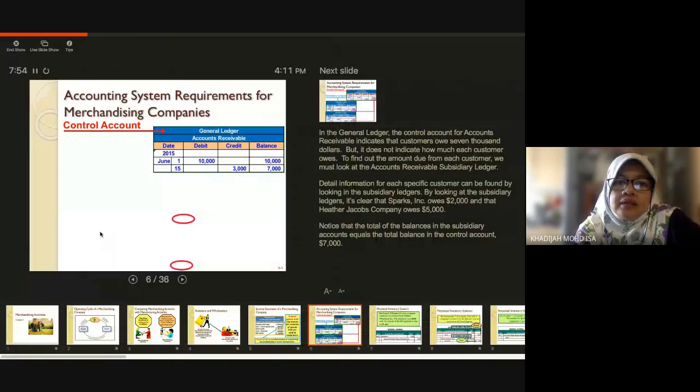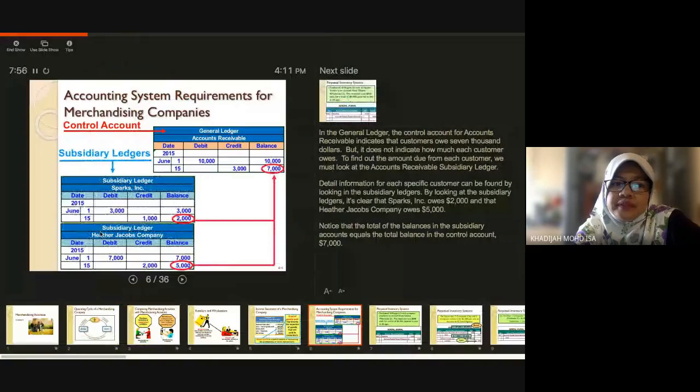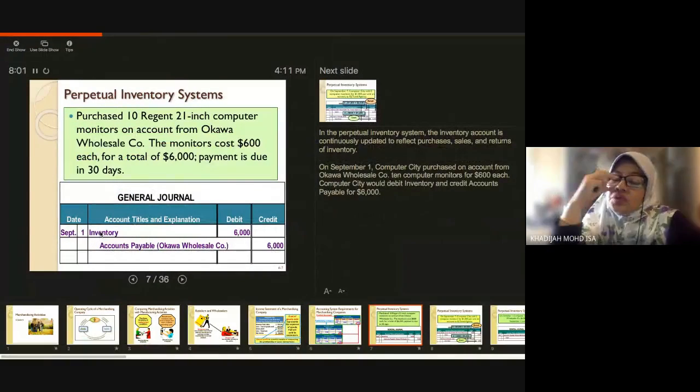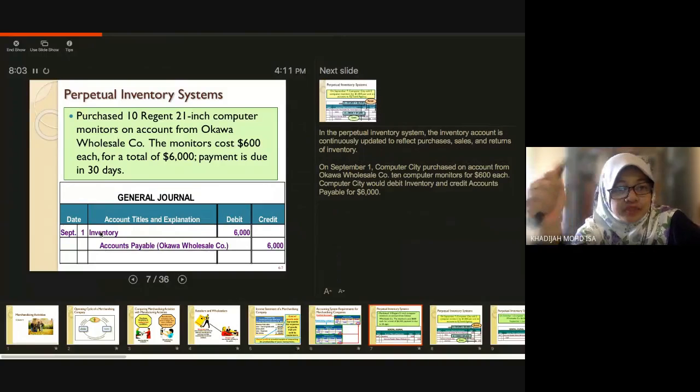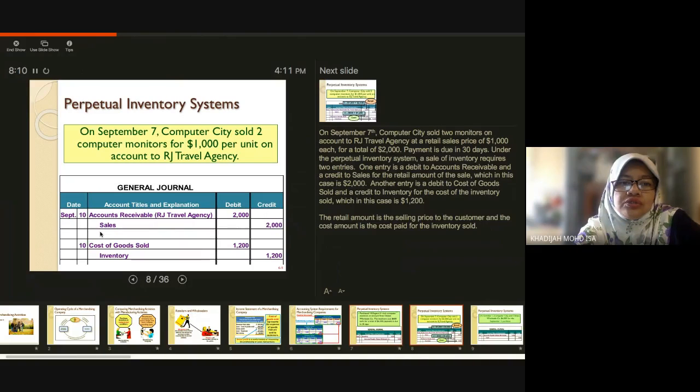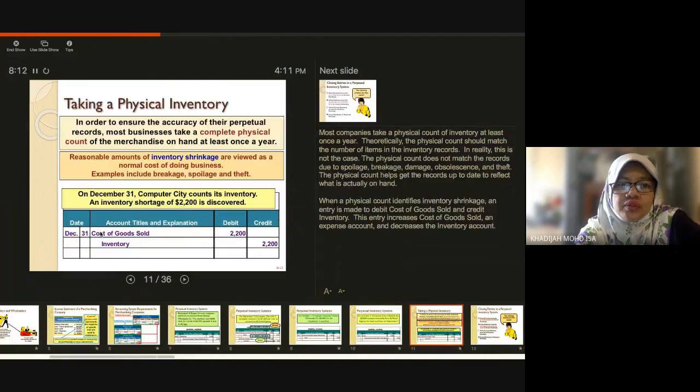Okay. So now let's go into the perpetual inventory system. We have two systems. Number one is the perpetual inventory system. The other one is what we call the periodic inventory system. So what's the difference between them? Let's go into those differences.